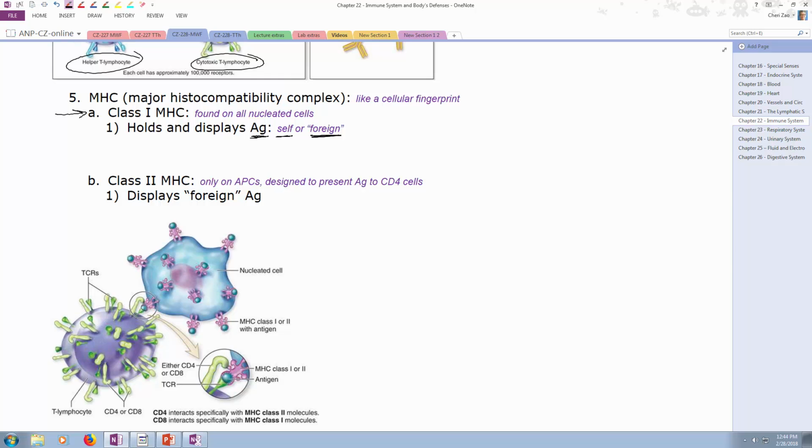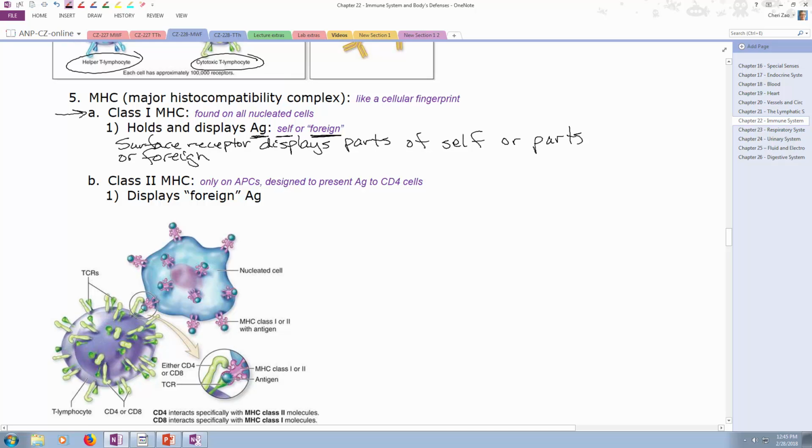And in order to do this, this surface receptor displays or holds parts of self or parts of the foreign material. And remember, foreign material is actually now antigenic determinants.